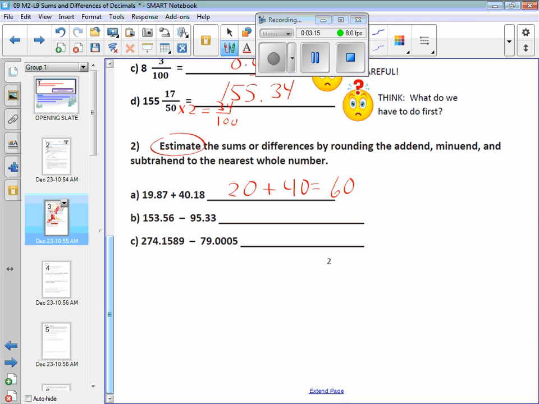All right, now with B and C, you should be able to round it pretty readily, but you may not be able to then subtract it in your head, which you may still have to do a little math on the side, which is fine. But let's do the rounding part together. 153 and 56/100 rounds to? Bridge? Nearest whole number, not the nearest tenth. So if you look at this, it's either going to be 153 or 154. Correct, 154.